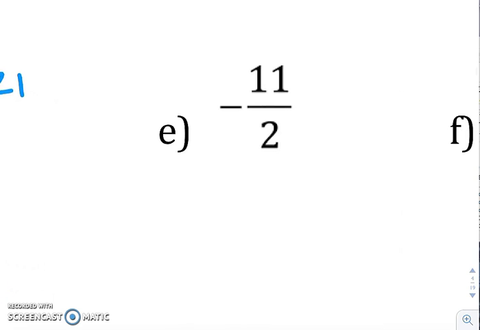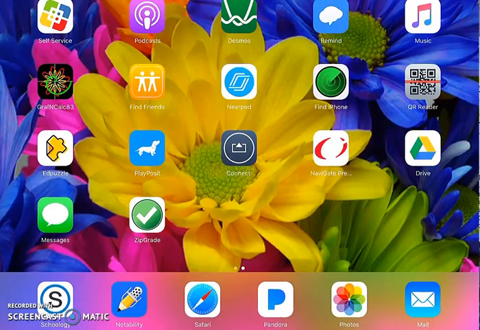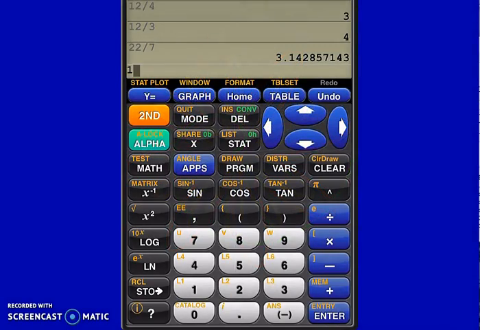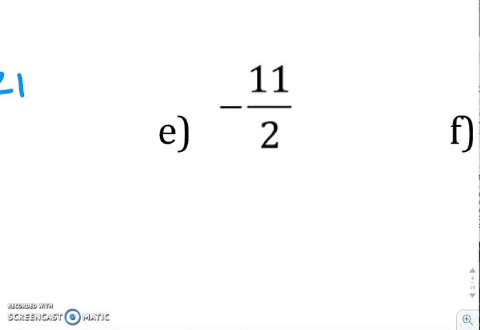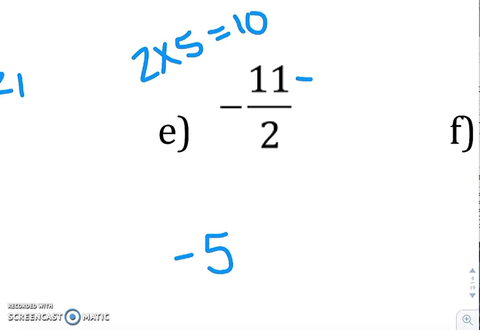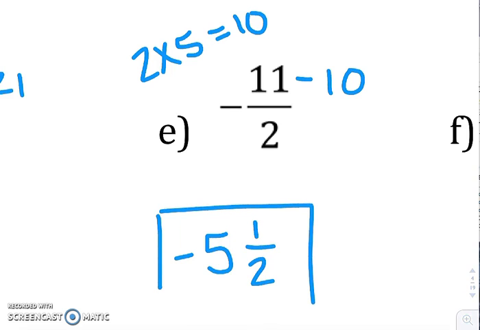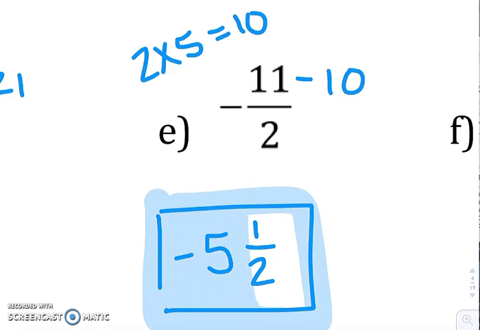Then E, negative 11 halves. So negative 11, or just 11, divided by 2. 5.5. So that whole number on the outside is going to be a 5 with the negative sign. So let's see. 2 times 5 gives us 10. That's what we subtract from the top. So 11 minus 10. How many are remaining? 1. And we just always keep that denominator. So whatever the denominator was is still what the denominator is.